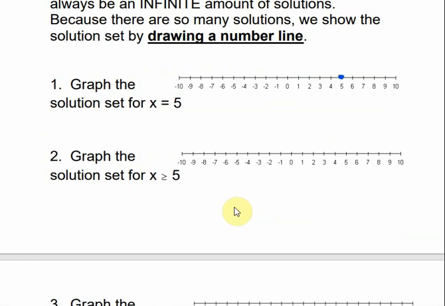But if I were going to graph the solution set for x is greater than or equal to 5, it could equal 5, but it could also be anything greater than 5. So I would draw a line with an arrow at the end showing that it's 5, but it could also be all the numbers greater than 5. I know that that's a terrible line. I apologize.